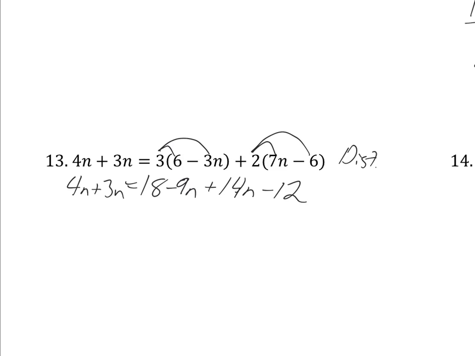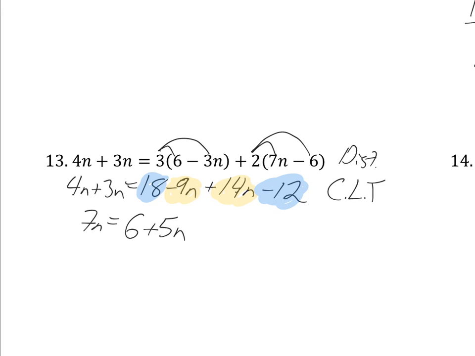Okay, now we are going to combine like terms. So 4n plus 3n is going to be 7n, which equals, okay, for the other side we have multiple things that'll go together. So we have this piece and this piece, those two go together, and then this piece and this piece will go together. So let's go ahead and try that out. 18 minus 12 is 6. Negative 9 plus 14, so 14 minus 9 is 5n.